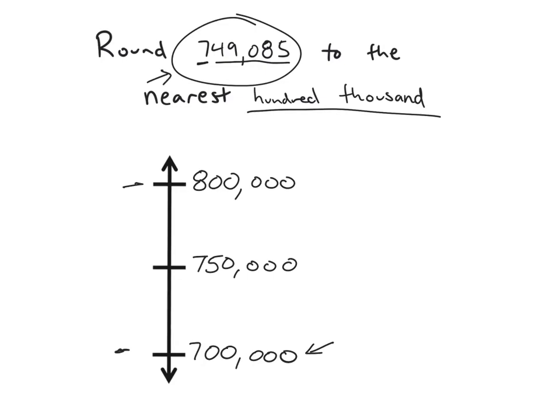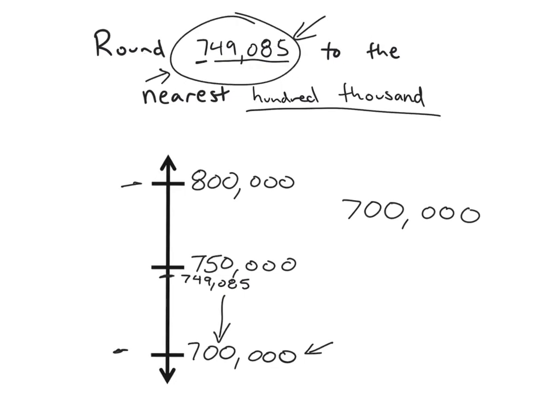So now I just need to plot my original number in the problem up here, and see where it falls on my number line. And if I look, it's going to be right below. It's really, really close, but it's going to be right below that midpoint. And since it's right below that midpoint, it is actually closer to the 700,000. So I'm going to be rounding down. So this number right here, rounded to the nearest 100,000, is going to be 700,000.